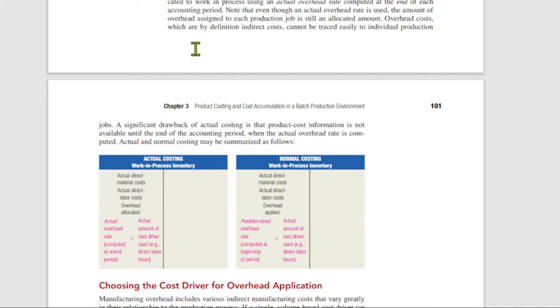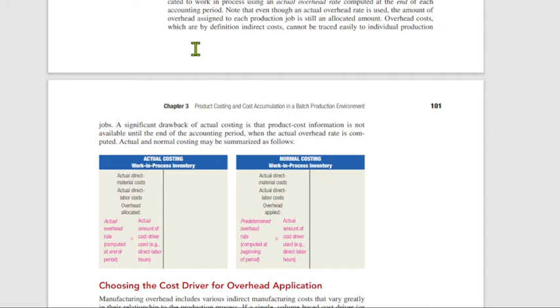Under the actual costing, dahil actual, we use actual overhead rate. Paano makukompute, sir, yung actual overhead rate? So ibig sabihin at the end of the period pa yan kasi actual, yes. This is computed at the end of the period, kaya actual overhead rate multiplied by the actual amount of cost driver used, the direct labor hours, etc.